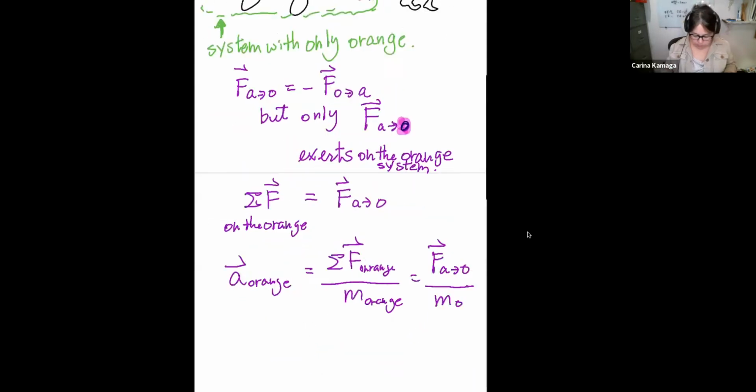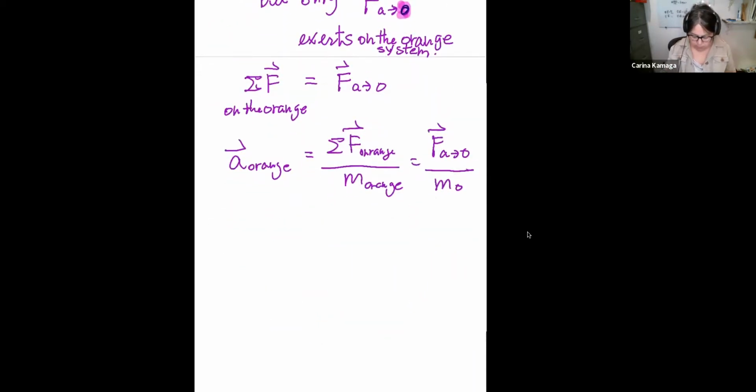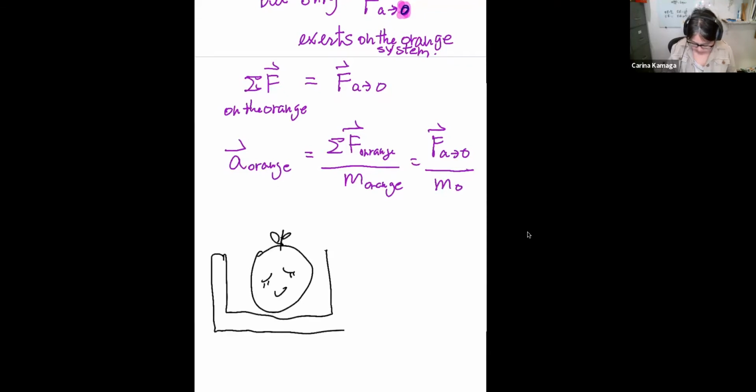Let's see. How about this? It's the same action, the same thing that's happening. So it's talking about the same interaction. So it's the same picture I want to draw. Orange again is in the cart, right? Then she's being pulled by Mr. Apple. This Mr. Apple is pulling.